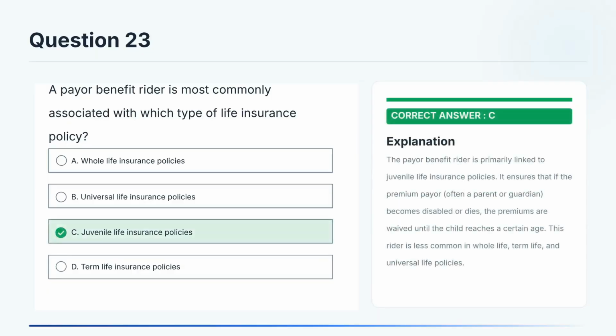The answer is C. Juvenile life insurance policies. The payor benefit rider is primarily linked to juvenile life insurance policies. It ensures that if the premium payor, often a parent or guardian, becomes disabled or dies, the premiums are waived until the child reaches a certain age. This rider is less common in whole life, term life, and universal life policies.